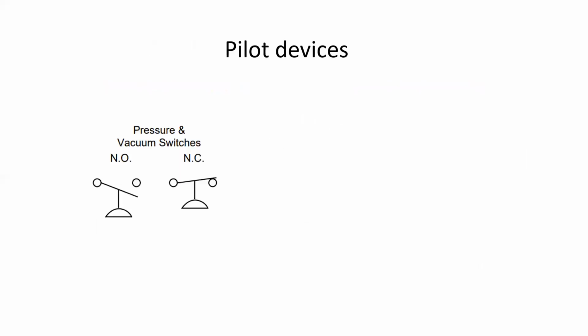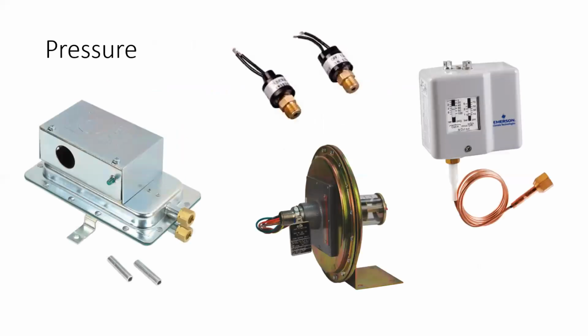There are many different types of pilot devices. We have vacuum and pressure switches, so some of them work on negative pressure, others on positive pressure. We have normally open and normally closed. These are examples of different types of pressure devices that can either be triggered at varying levels of suction or pressure or a set value.